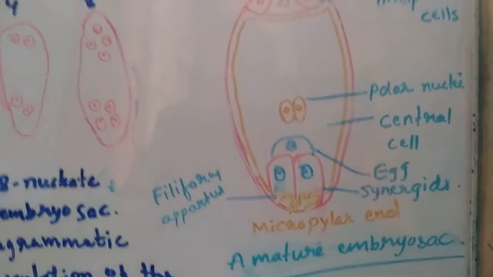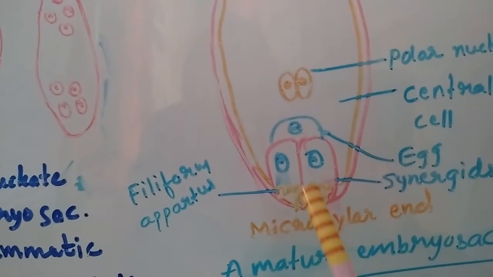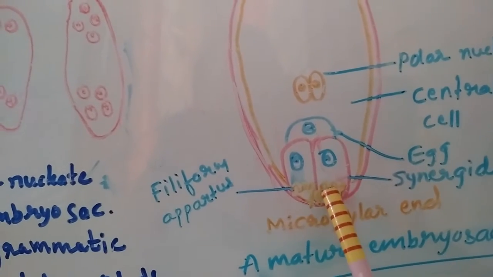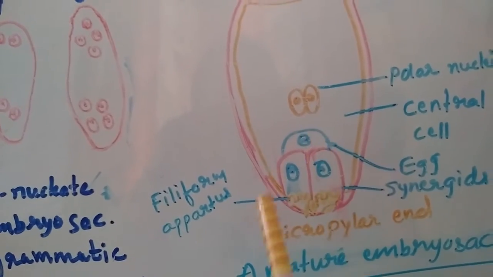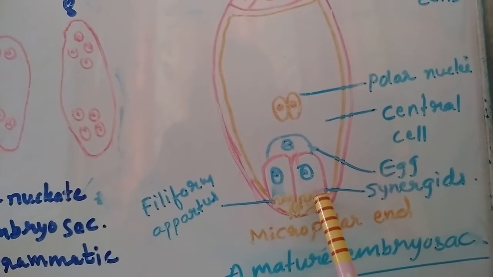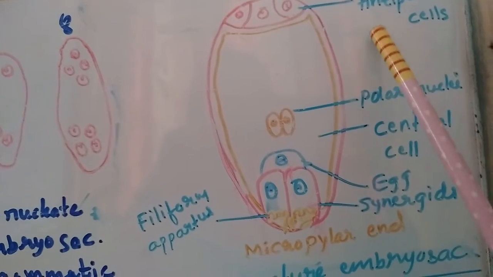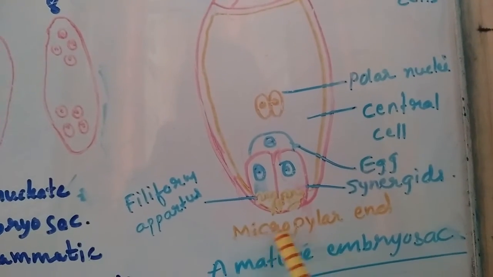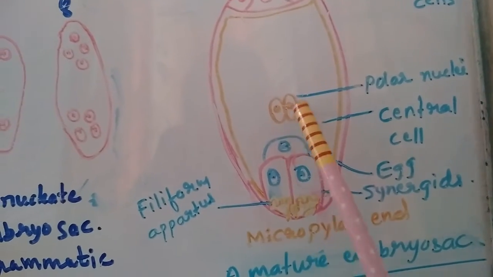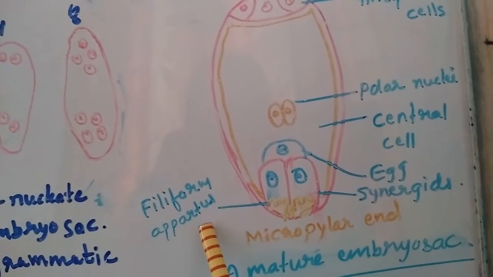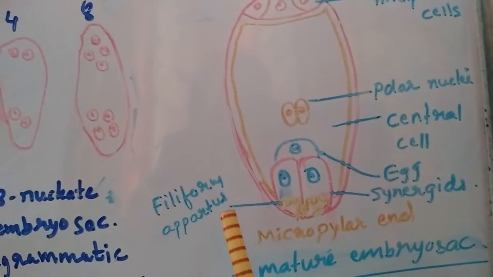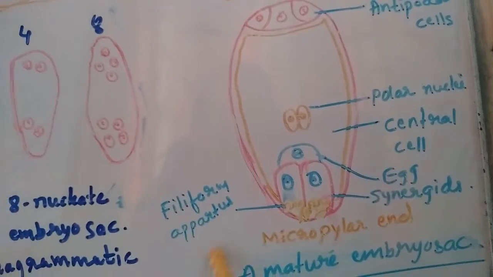Understood? Inside the synergids, what you are seeing is the filiform apparatus. What is the function of this filiform apparatus? It will guide the pollen tube during fertilization. The pollen tube enters through the micropylar end, and where it has to go is guided by the filiform apparatus.